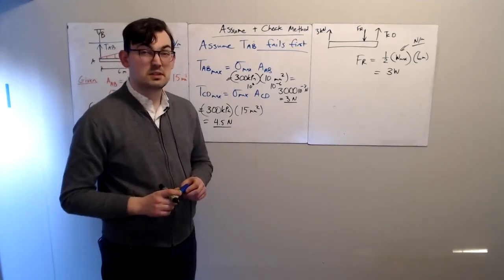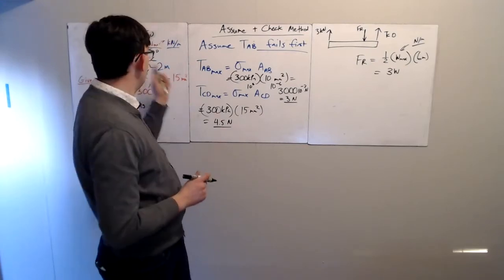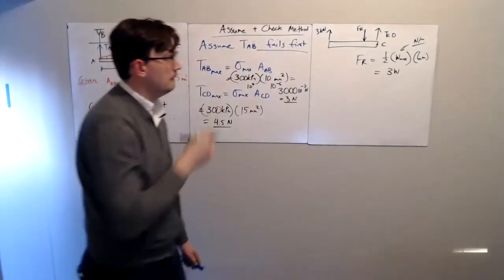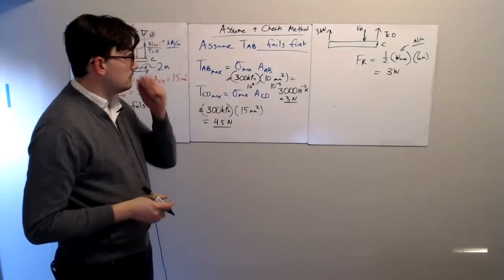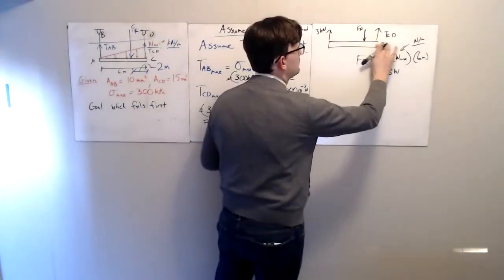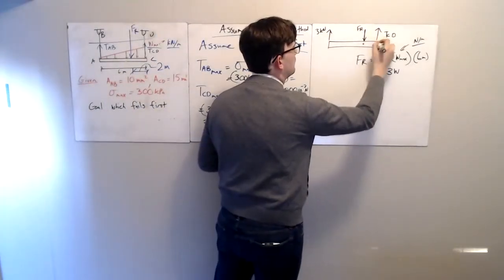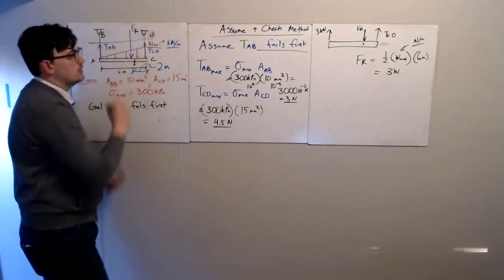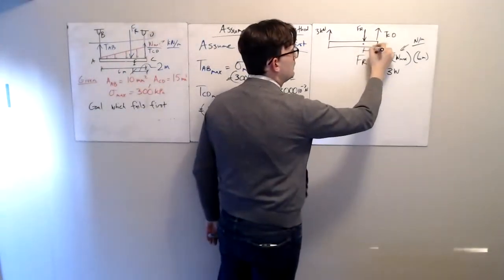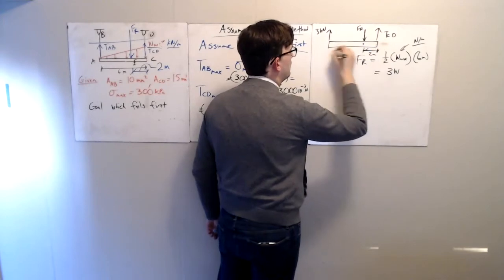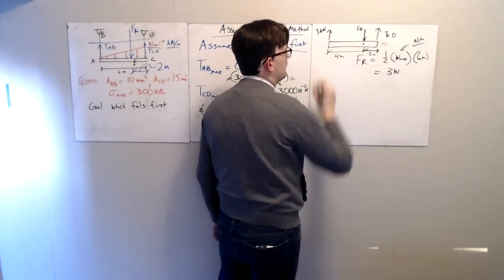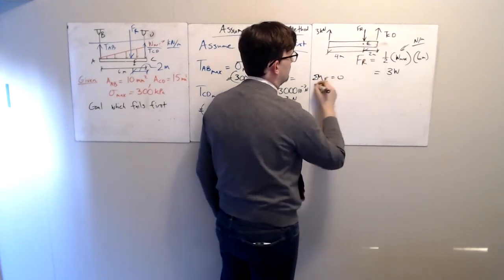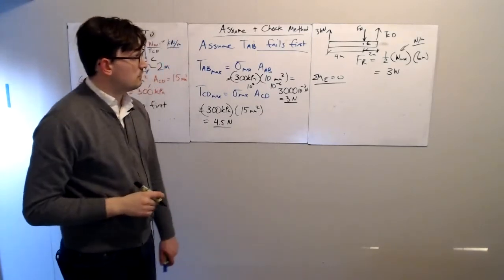Let's figure out what that W's got to be. Let's take a moment about C. Or we could even take a moment about where FR occurs. Let's do that. That's going to tell us which one fails first. We're going to call that point E; it's not labeled here. You know that it's 2 meters here, and it's 4 meters to here. So if we take a moment about E, we don't even need to know what FR is to tell us which one fails first.